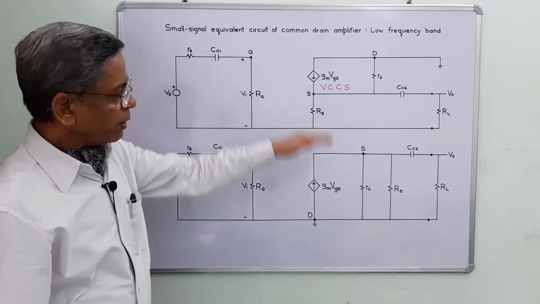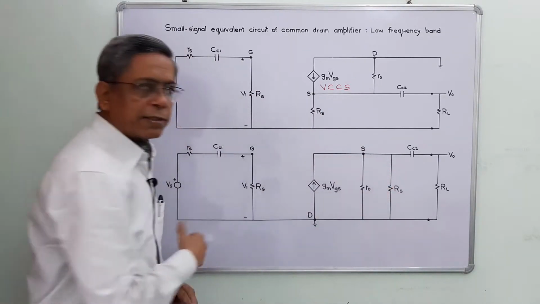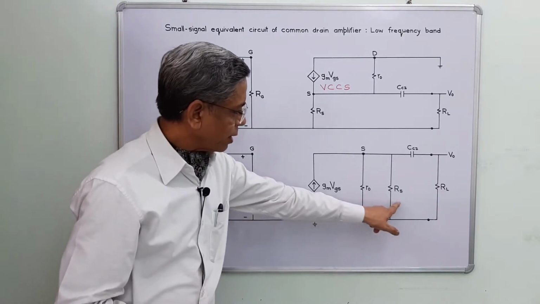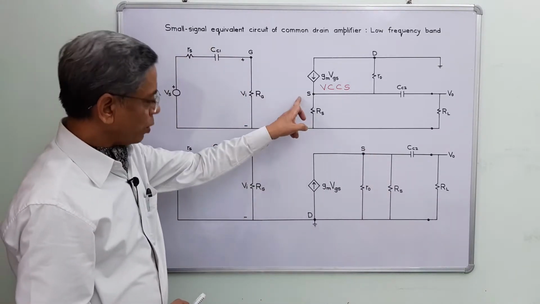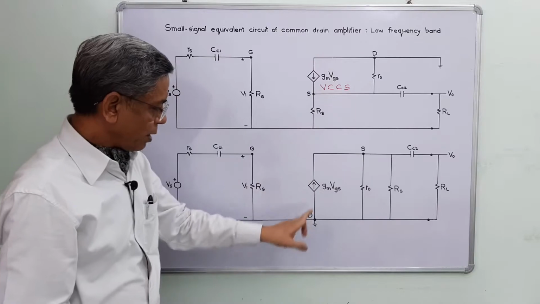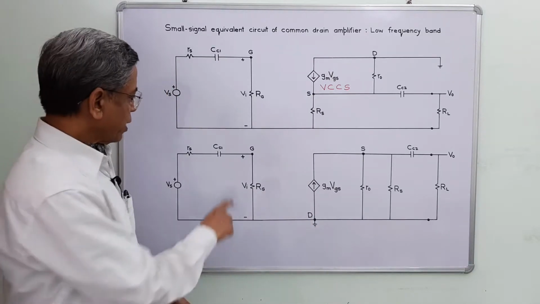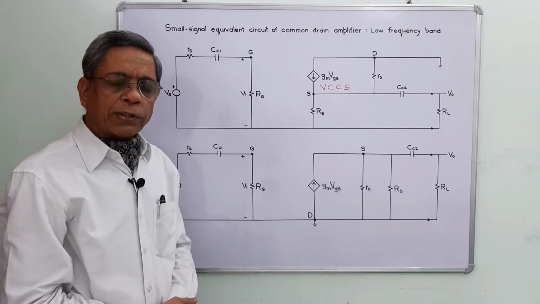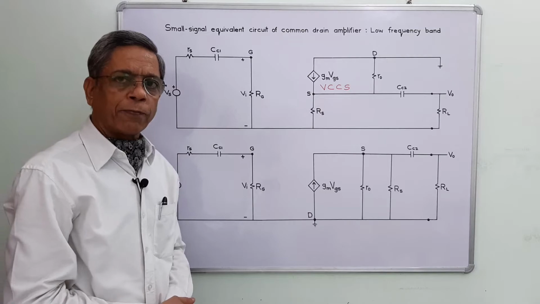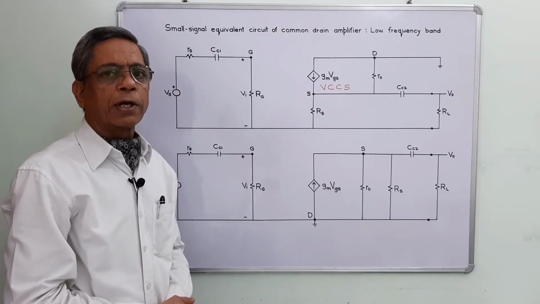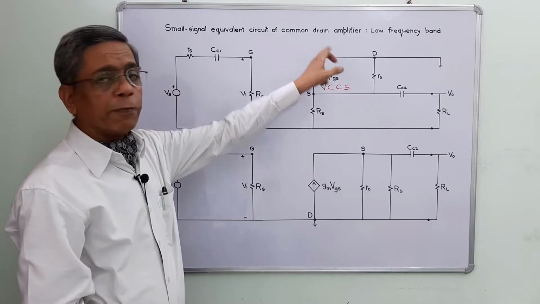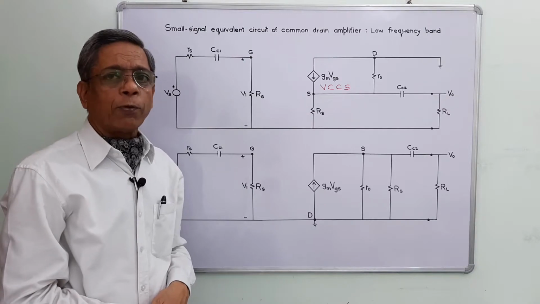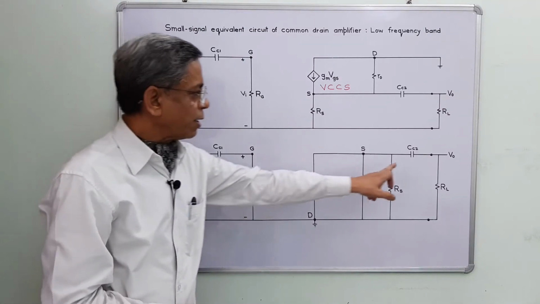After simplification, we get this diagram. This is a small signal equivalent circuit, and R0 and RS are in parallel, and the source comes here and the drain comes here. Since there are two coupling capacitors, they contribute frequency dependent factors in the expression of the transfer function of overall voltage gain or current gain for the common drain amplifier working at low frequency band. That is why there are two lower 3 dB frequencies corresponding to CC1 and CC2.